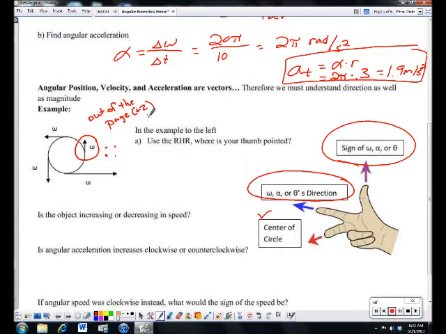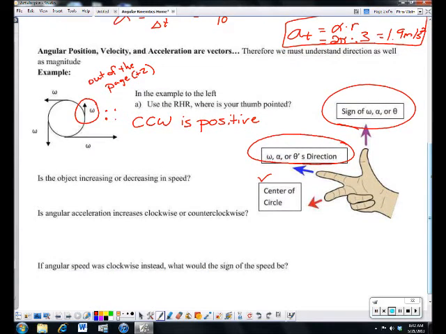And this is the reason that counterclockwise is positive. Not because we just arbitrarily picked it, but because when you do a cross product, when you cross these 2 guys together, you will end up with your thumb pointed out of the page.